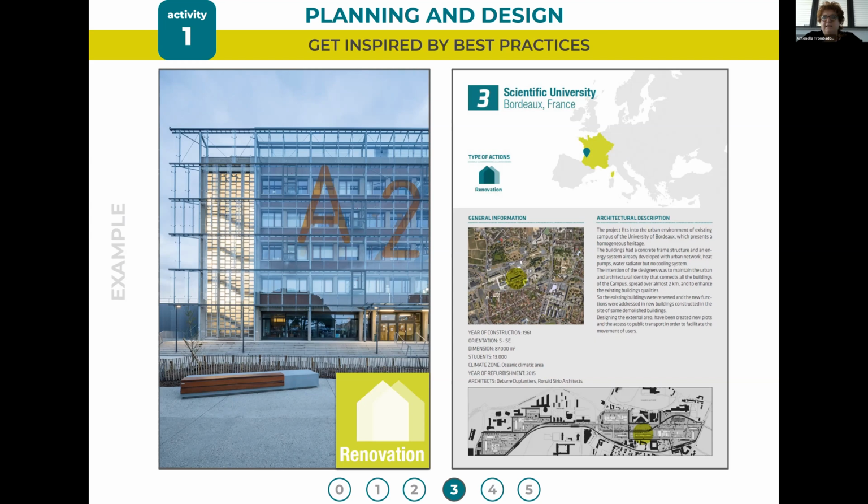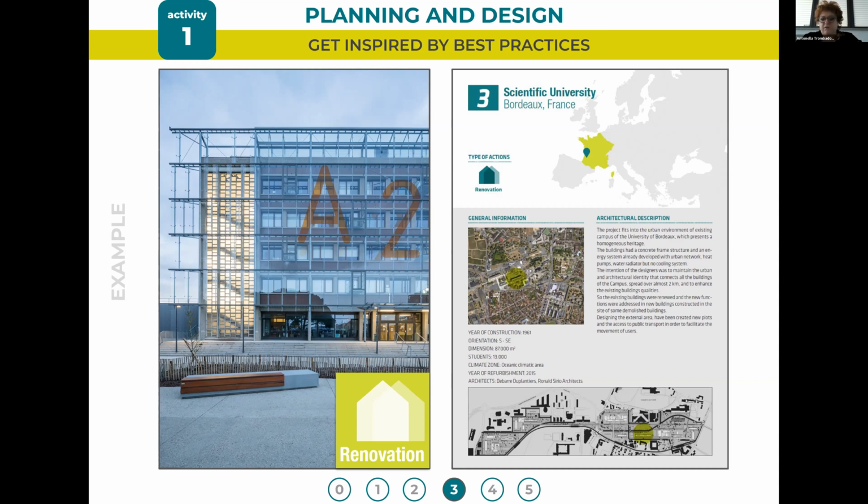For example, this is the Scientific University in Bordeaux in France. It is a renovation project. So we collect, of course, the general information of the building: the site, the location, the climatic zone, the typology of building, the year of construction and of refurbishment. We prefer to check a very short period, in order to investigate the more innovative solutions, not so old.